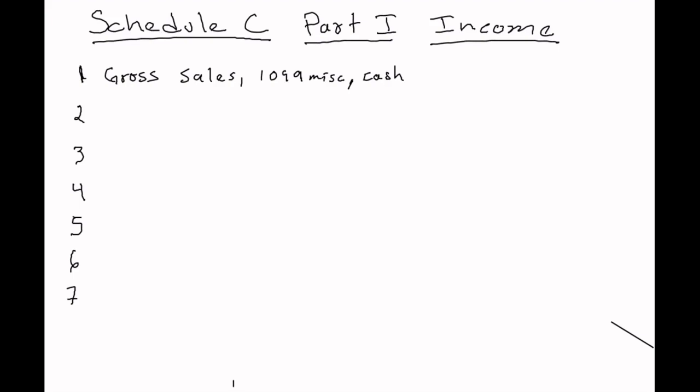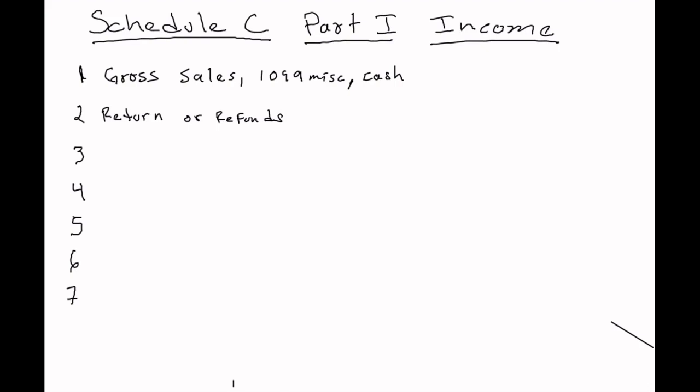Gross sales is when you don't have cash or a 1099, but you do have credit card reports, or income that came in through credit cards, checks, and things of that nature. So in line 1, you're always going to put your gross sales, your 1099 miscellaneous, your cash. Pretty much everything that came in goes on line 1.